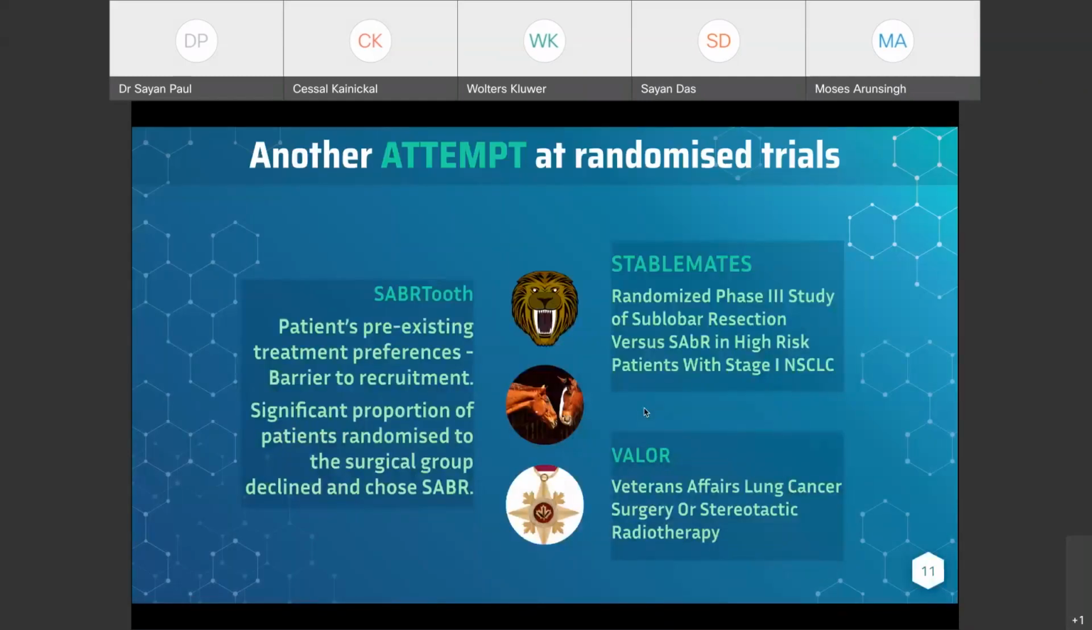But there are renewed attempts at finding out whether SABR can stand a test of strength against surgery in those who are fit to undergo surgery. So several trials like the SABR-2, Stablemates, Valor, and I think there's one more Chinese trial as well that is recruiting. And hopefully these trials can complete accrual, and we will have an answer as to whether SABR can be considered a standard of care alongside surgery in operable lung cancers as well.